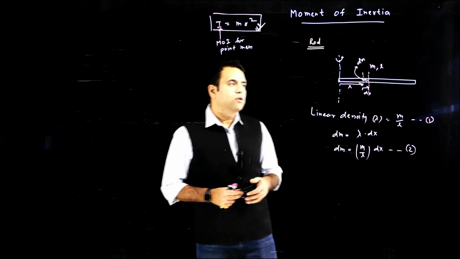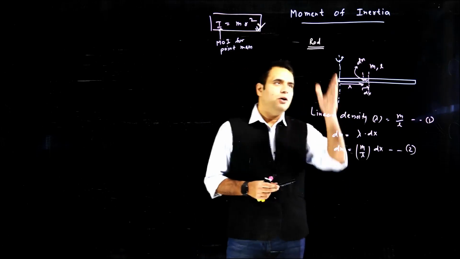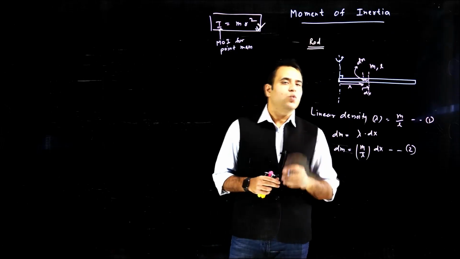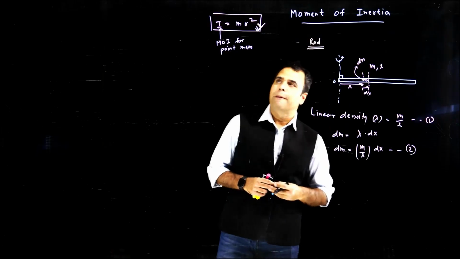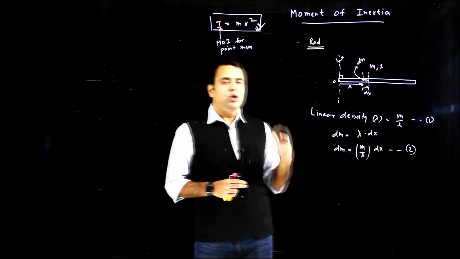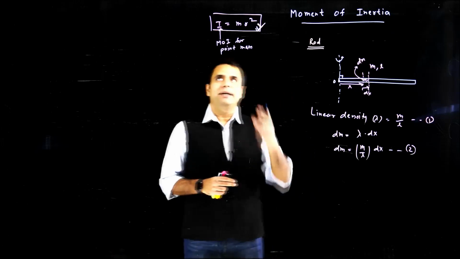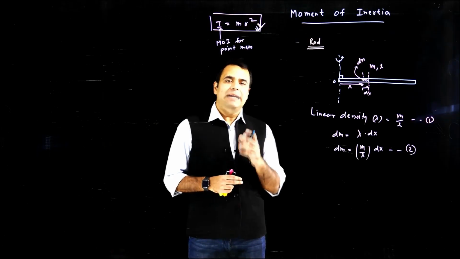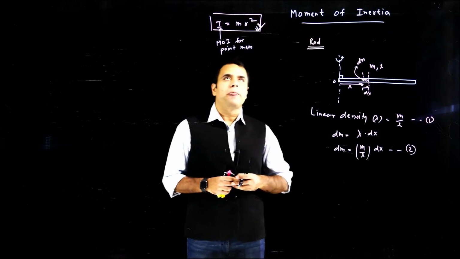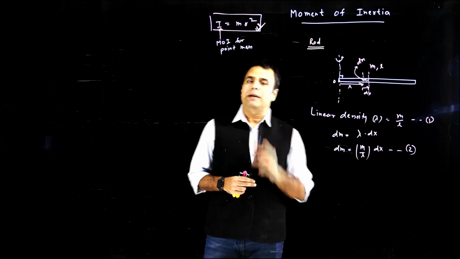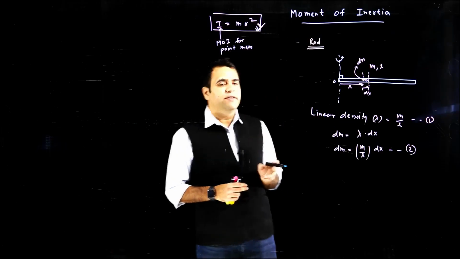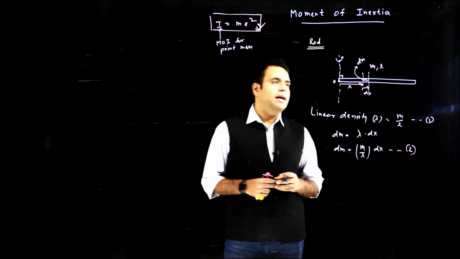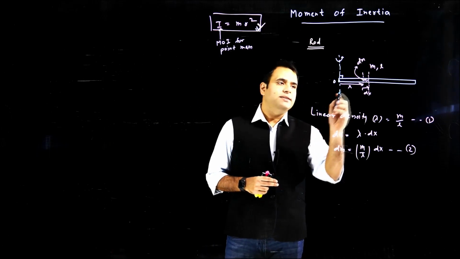And now we want to calculate the moment of inertia of this point element about the given axis, which is perpendicular to the rod and passing through one of the corners. I'm calling it O. The moment of inertia for a point mass is defined by this formula: I is equal to m r square, where m is the mass of that point and r is the perpendicular distance of the point with respect to the axis. So you see here that the perpendicular distance is x.